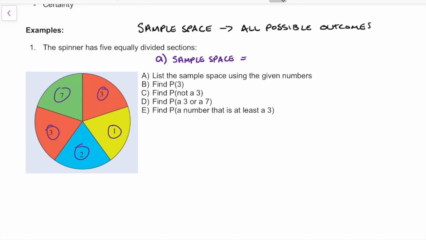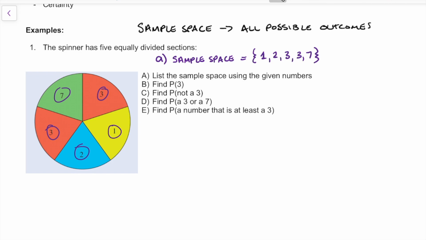That's my sample space. So how I write it, I use one of those fancy brackets, commonly known as a brace. And I just list all the numbers. So 1, 2, both of the 3s, and the 7, and then close it off with another brace. That's our sample space. Quite straightforward. All we're doing is listing what's in all the outcomes. That's all we're doing.